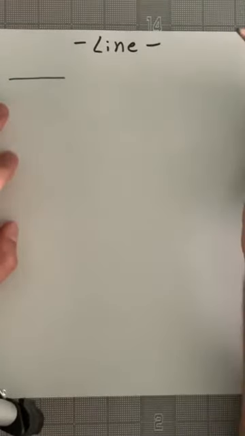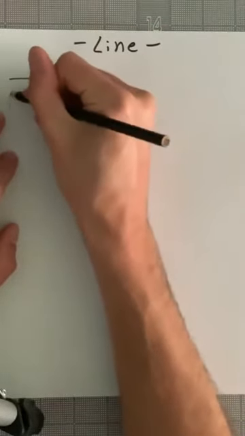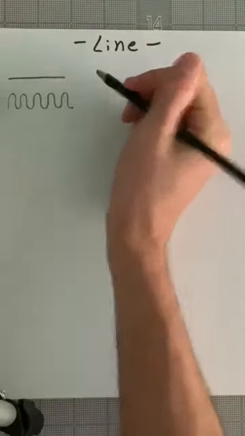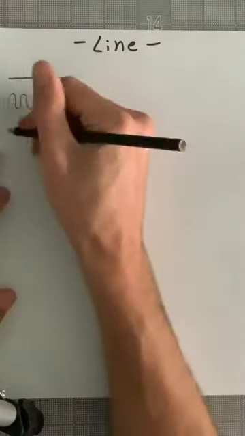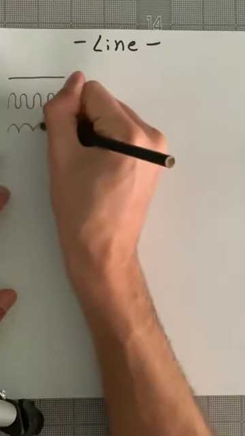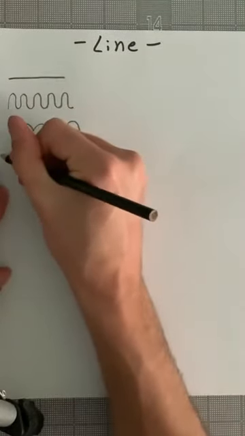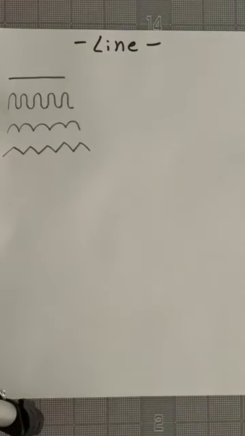Here I just made a straight line. If I do this, I create a swirly, squiggly, wiggly line. Another one I can do is make it look like my pencil's bouncing, and it creates a bumpy line. Another one I can do is a zigzag line. Those are just four of the simpler types of lines that you can do.